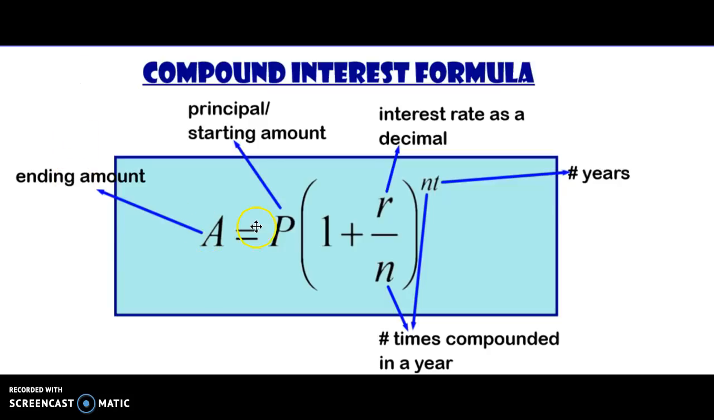A will be the ending amount, P will be your principal or your starting amount, R is going to be the interest rate entered as a decimal, so 5% would be entered as 0.05. Then it is divided by n, and there's also an n up in the exponent, and that stands for the number of times it is compounded in a year. So that would be the descriptor. So compounded annually would be once a year, compounded semi-annually twice a year, and so on and so forth. And then the T stands for the number of years.